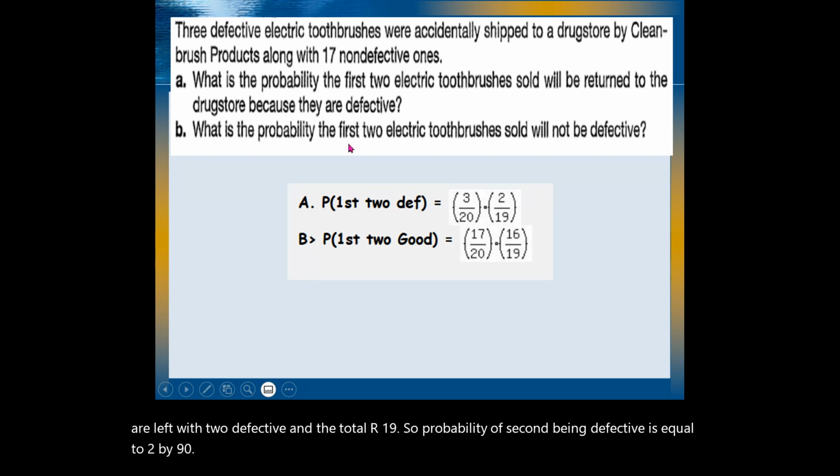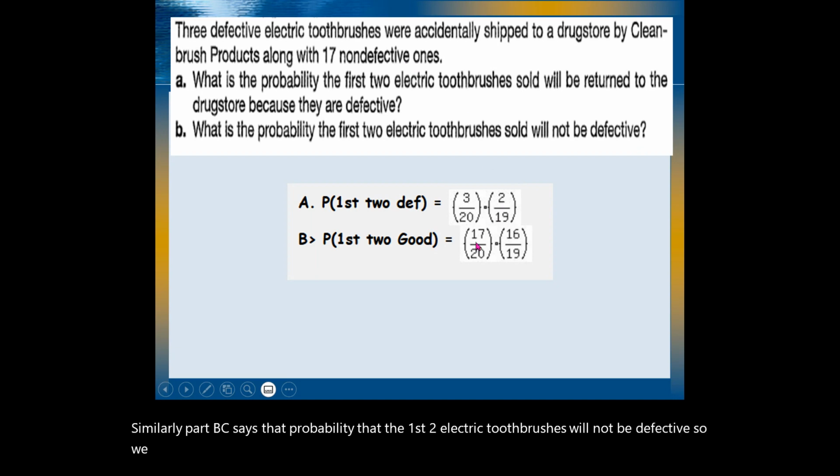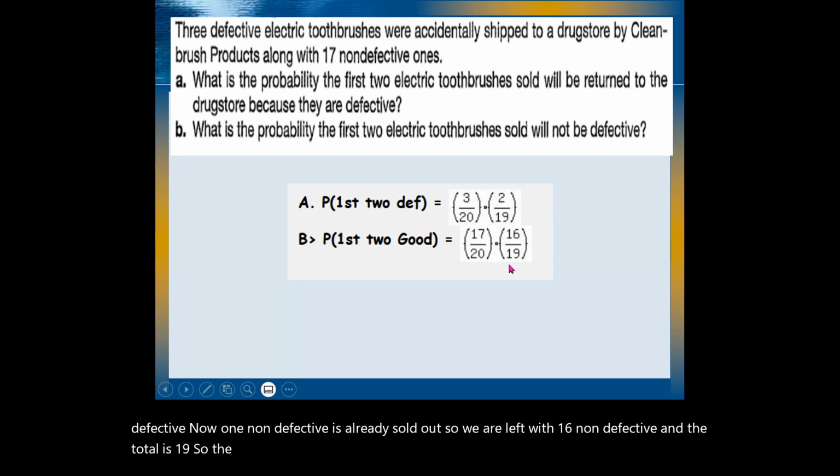Similarly, part B says: what is the probability that the first 2 electric toothbrushes will not be defective? So we have 17 non-defective ones. The first one non-defective is 17 by 20. For the second one, one non-defective is already sold, so we are left with 16 non-defective and the total is 19. So the probability that the second one is non-defective is equal to 16 by 19.